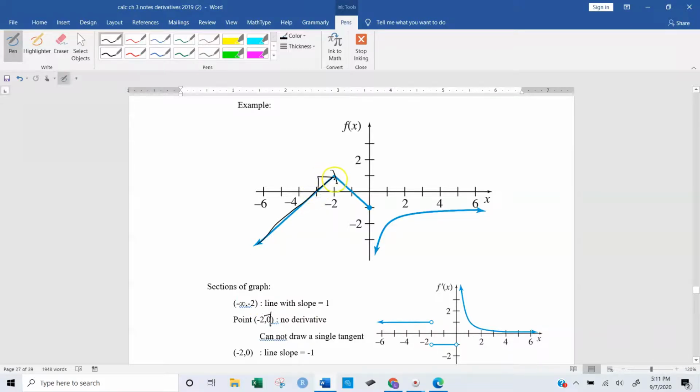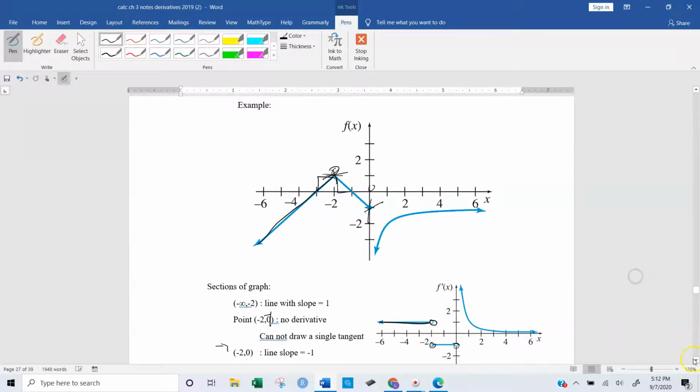All right, so from negative infinity to -2, the slope of that line is going up 1 over 1. It's a positive 1, and it's constant because it's a line. So my derivative is 1 until I hit -2. At -2, there's a corner point. Remember, more than one line can be drawn there, so there is no derivative. So it's an open circle. From -2 to 0, the slope of this line is -1. It goes down 1 over 1. So from -2 to 0, I am at -1. Again, no derivative here because more than one line can be drawn.